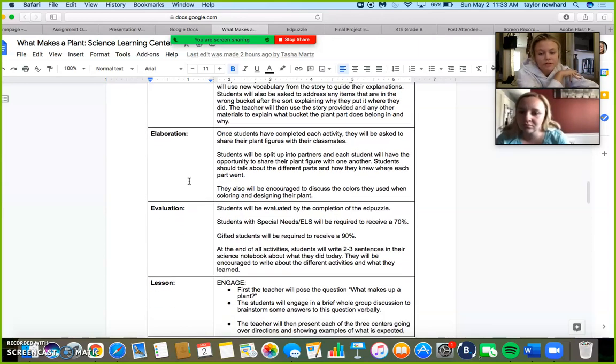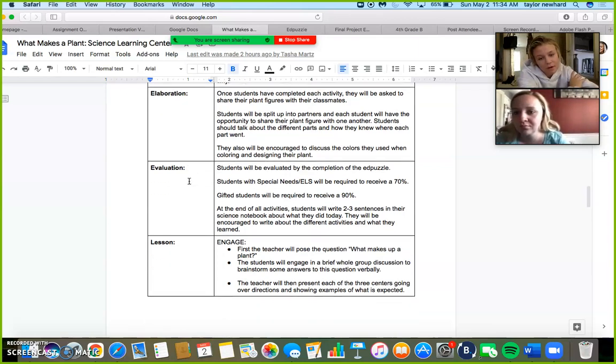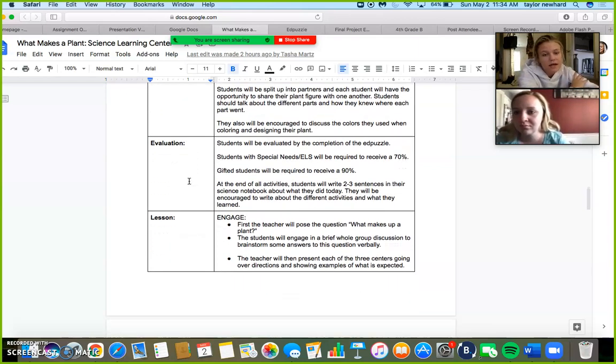And then for elaboration, once students have completed each activity, they will be asked to share their plant figures with their classmates and the different designs that they used and created. Students will be split up into partners, and each student will have the opportunity to share their plant figure with one another. Students should talk about the different plants and how they knew where each part went. They will also be encouraged to discuss the colors they used when coloring and designing their plant.